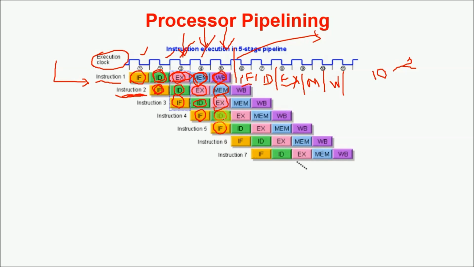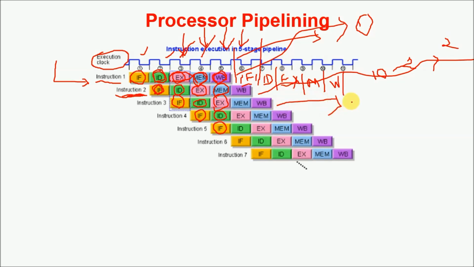So from the 6th clock pulse, the first instruction will be executed. In the 6th clock pulse, we'll get the second instruction to be executed, and in the 7th clock pulse, the third instruction will be executed. That means from now on, in every clock pulse, one instruction will be executed.